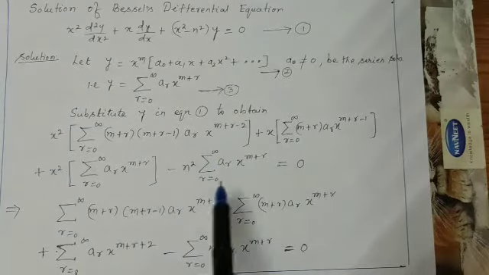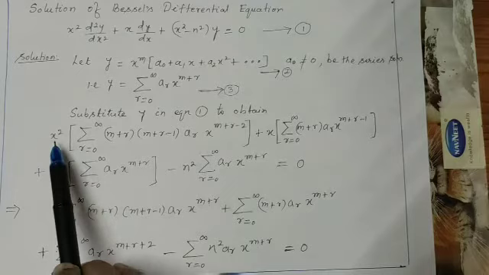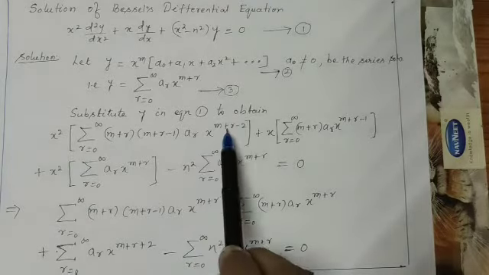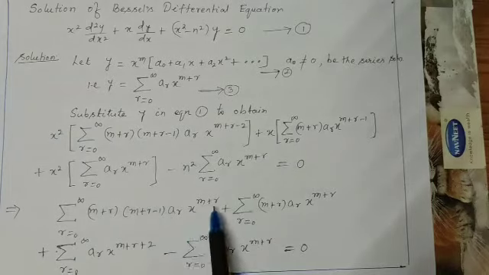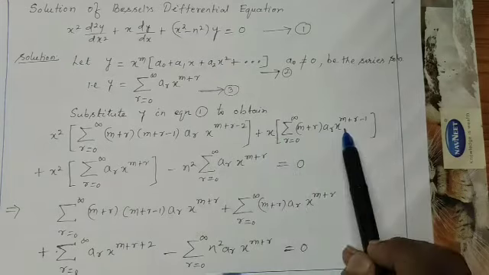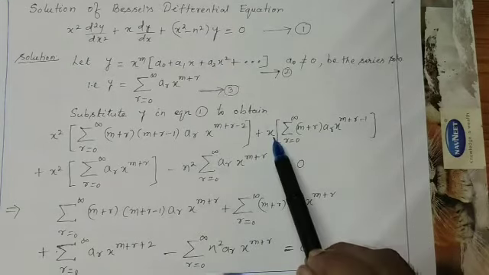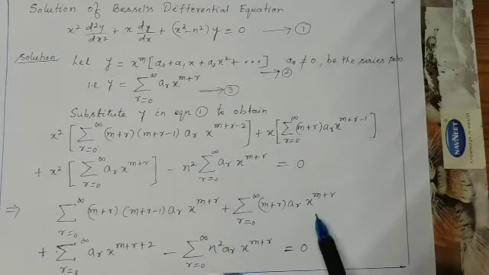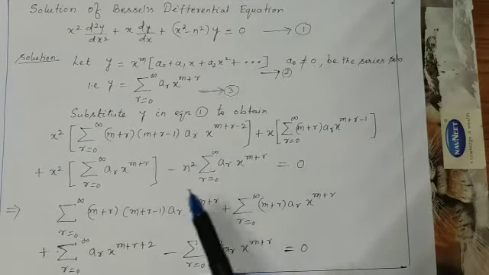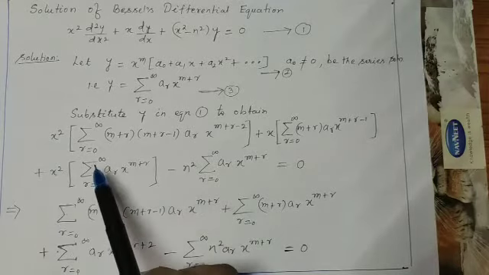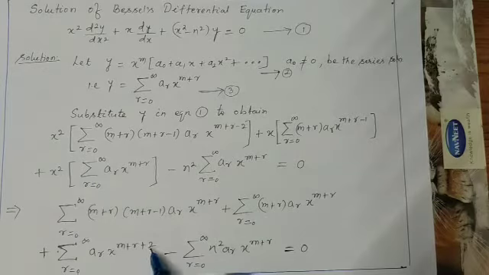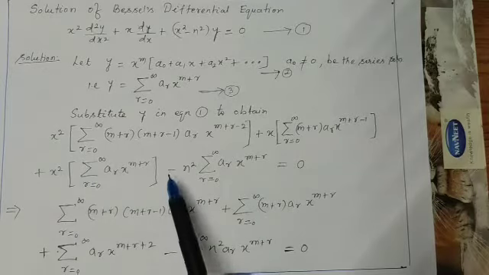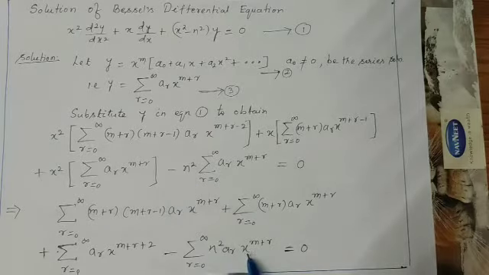Now if you simplify this, bring x square inside the summation. So x power m plus r minus 2 plus 2: minus 2 plus 2 cancels, and you will find x power m plus r. Similarly, if you bring x inside here, x power m plus r minus 1 into x will be x power m plus r. So you will find it here. Similarly, the next two terms are summation r equal to 0 to infinity a r x power m plus r into x square, that is x power m plus r plus 2, a r x power m plus r plus 2, and minus n square a r x power m plus r, which is equal to 0.